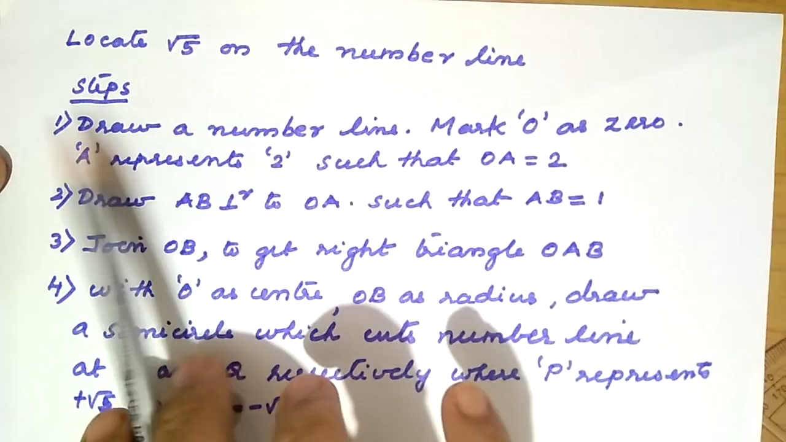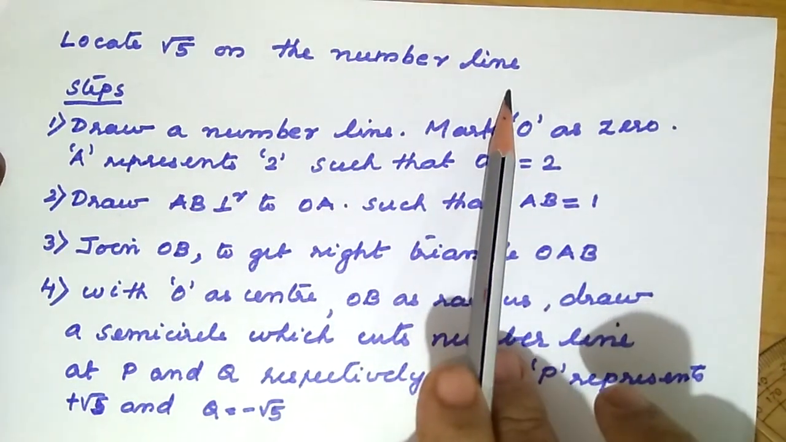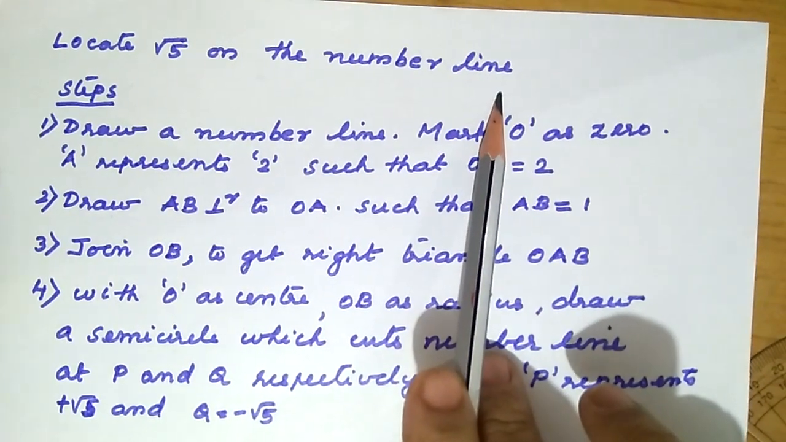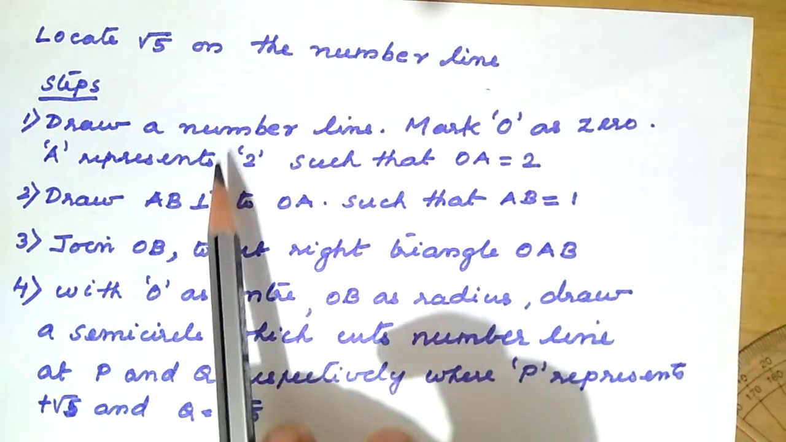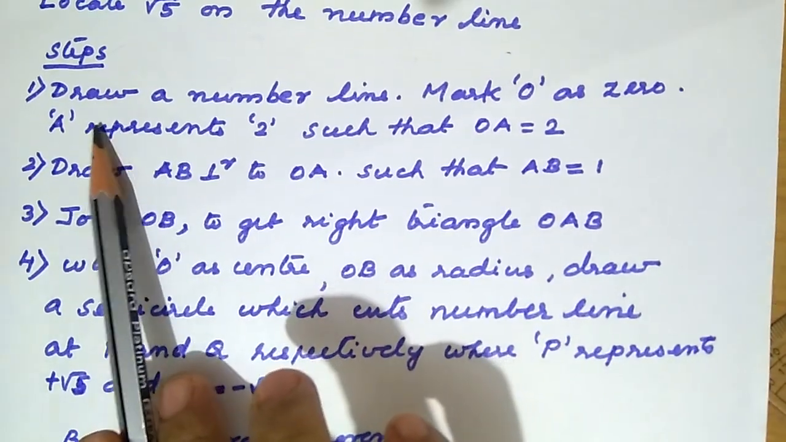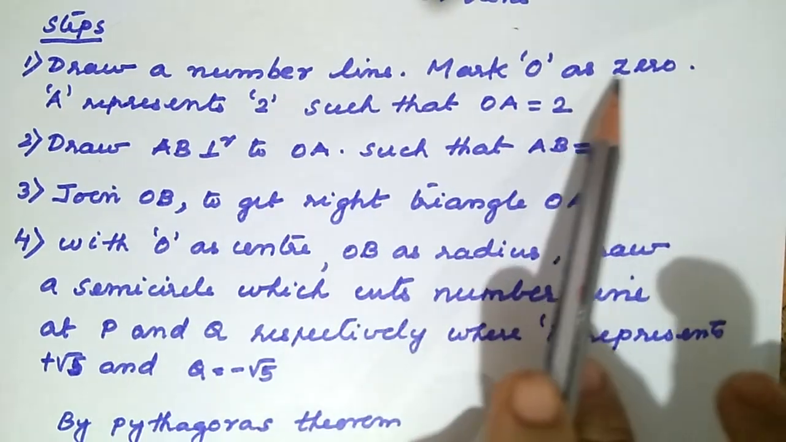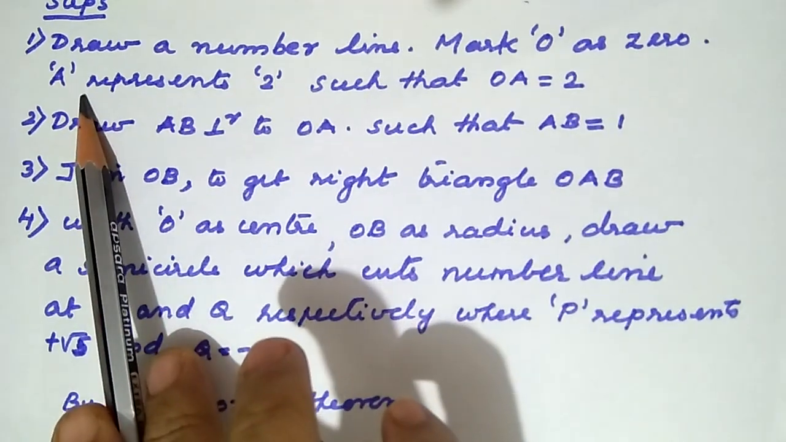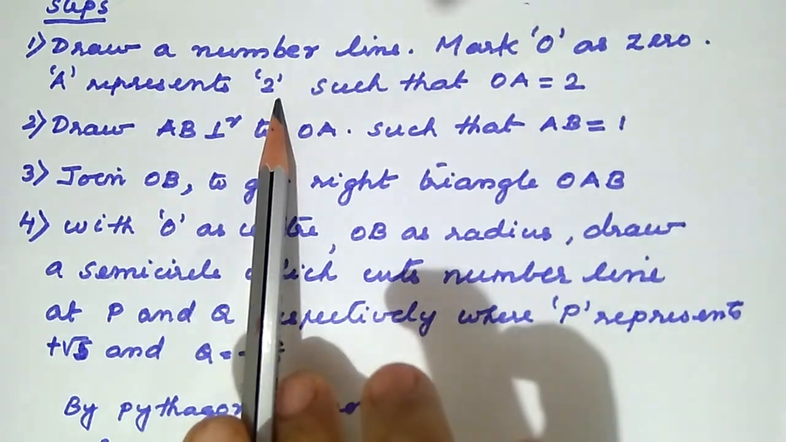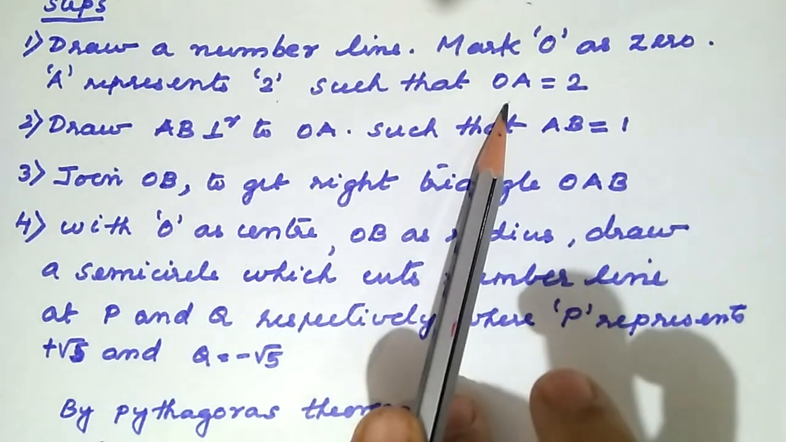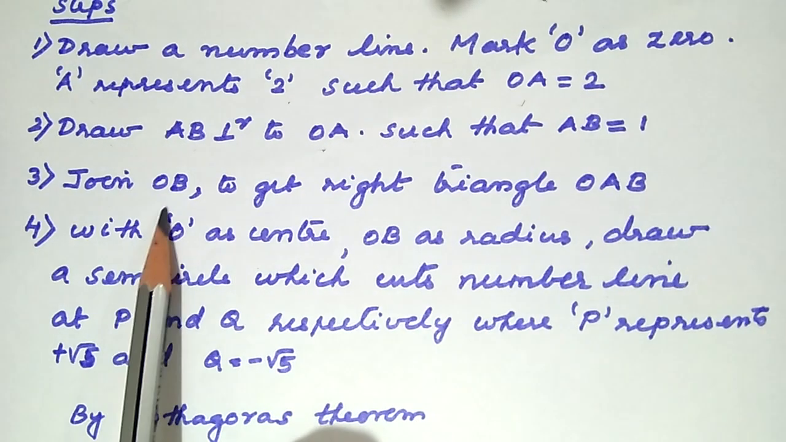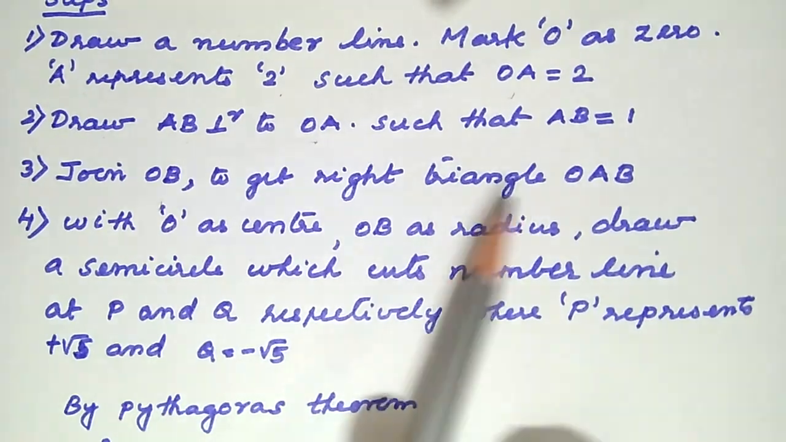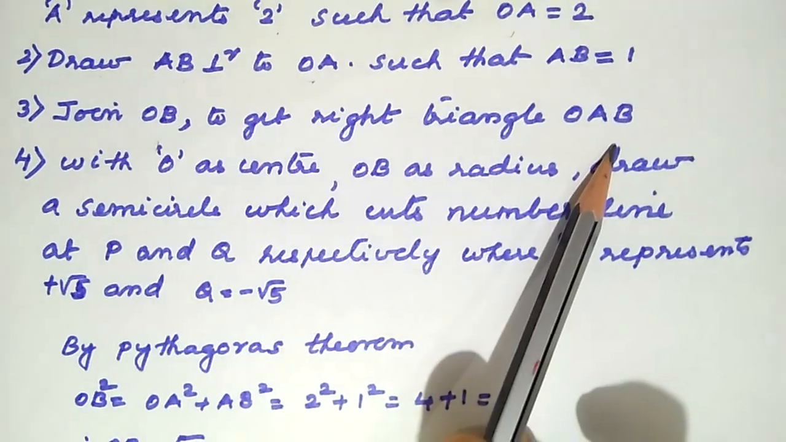Now I'll review the question once again. Locate root 5 on the number line. I already explained for root 2 and root 3 what you have to write; in the same pattern you should write the steps now. Steps: first, draw the number line, mark O as 0. Now this time what is the change? A represents 2. Therefore OA equals 2. Again AB perpendicular to OA. Join OB, that is the hypotenuse, to get the right triangle OAB.